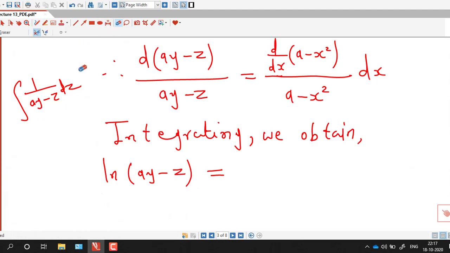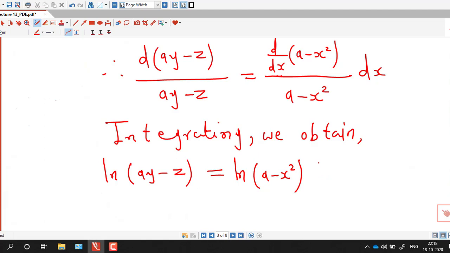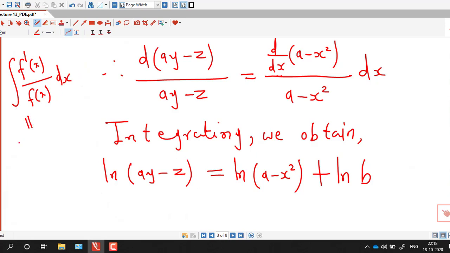So here the case is different. Here it is like this. If we assume that ay minus z equal to, say, alpha, then it is d alpha upon alpha. So the integral is log alpha. So it is like that case. So this is equal to log of a minus x square plus a constant of integration. Okay, here we are using this formula: the derivative of f(x) divided by f(x), integral is log of f(x). So this we have used in the second part.